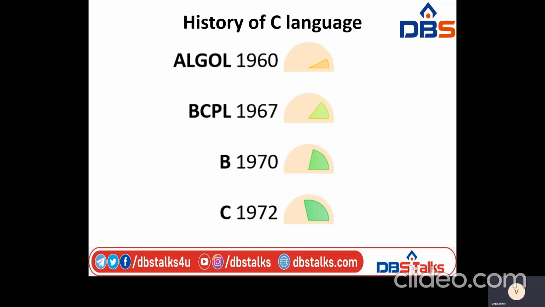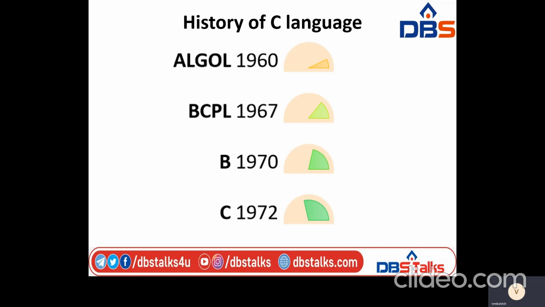International committee only, but the university is Cambridge University. And in the year 1963, we have BCPL. That means from CPL, Combined Programming Language only, we are going to get BCPL, that is Basic Combined Programming Language. Who developed this language is Martin Richards.